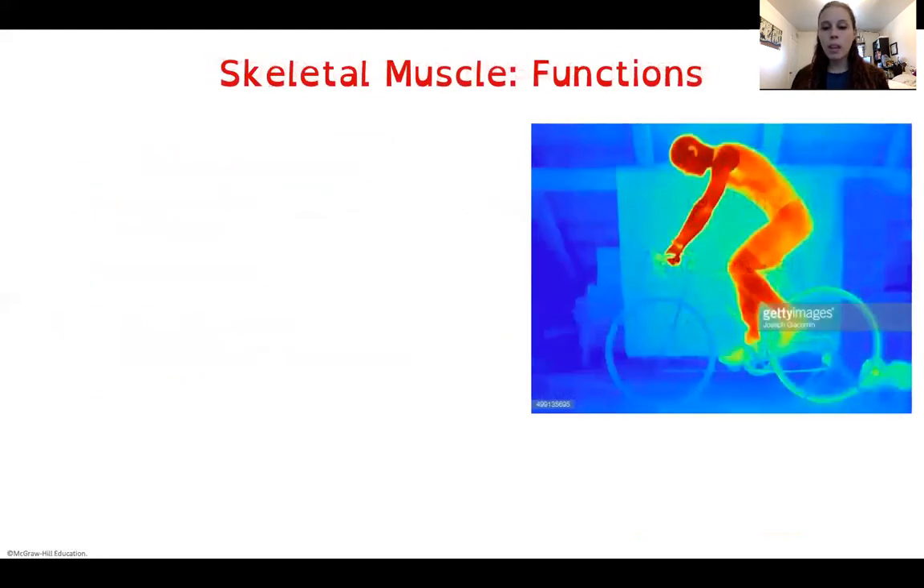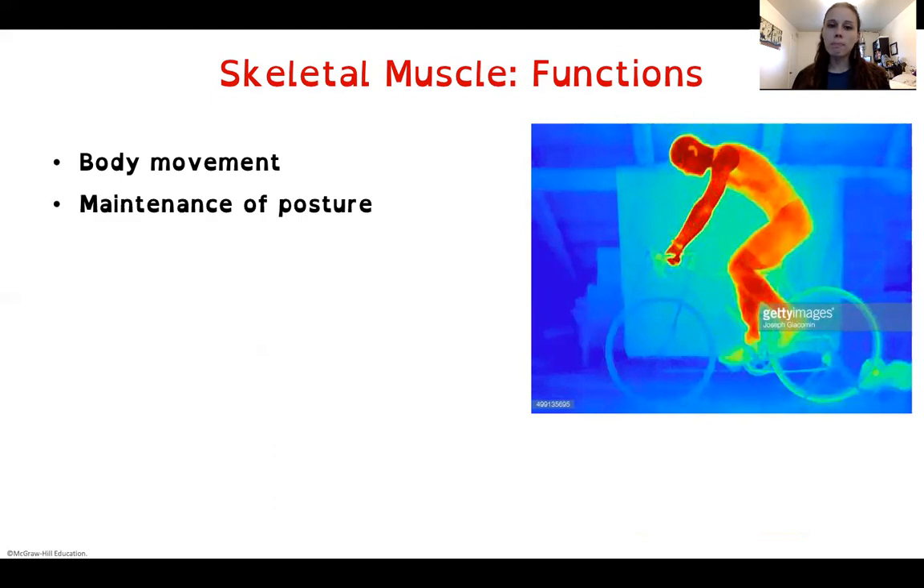Now, for the purpose of this unit, we're actually going to focus more on skeletal muscle. So these are the functions that are specific to skeletal muscle. First of all, body movement. This is a type of voluntary movement. We decide when to contract or relax these muscles, and that allows us to produce movement, to walk, run, crawl, to jump up and down, and so on.